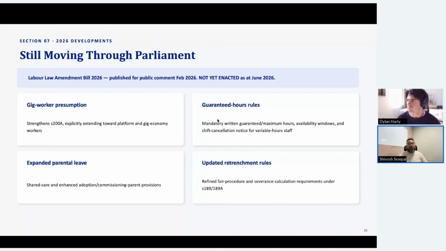From a construction perspective, the proposal around guaranteed or variable hours is particularly relevant because it could affect how businesses structure casual and on-call labor in future. So the right message to your teams is the minimum wage and earnings threshold changes are law today. The amendment bill is still proposed. So start planning for it, but do not present it internally as if it is already compulsory.